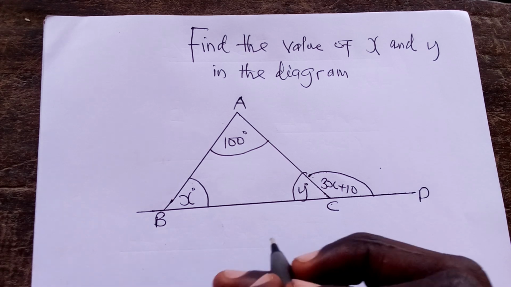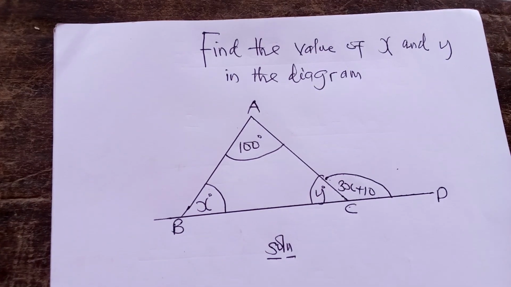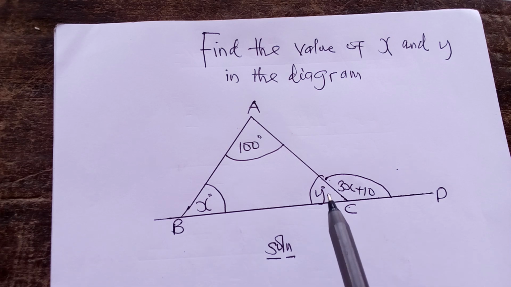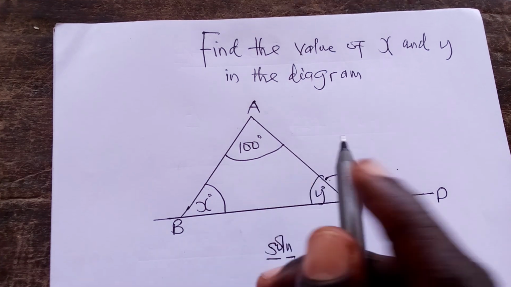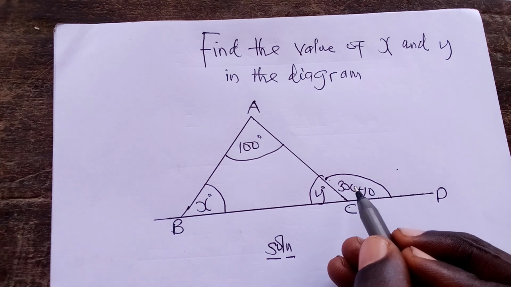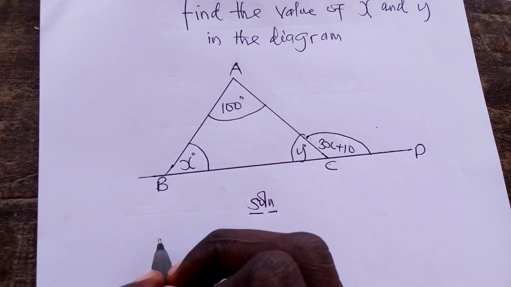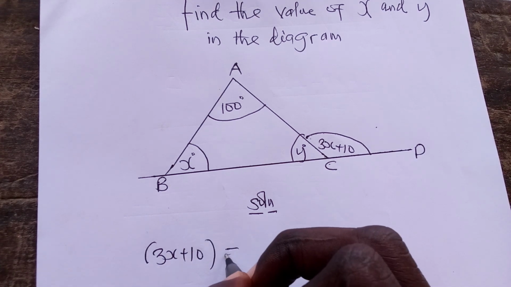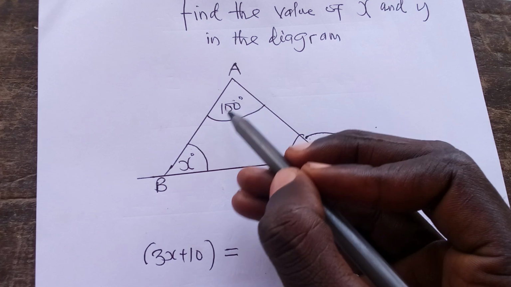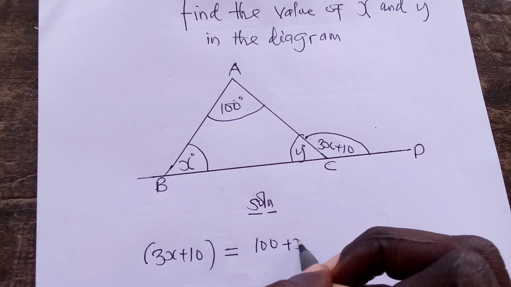To start with, we see the solution. But first, let's identify the diagram. If you look at the diagram, automatically we can say the exterior angle is equal to the opposite interior angles. We have the interior and the exterior angles. This is the exterior angle, 3x plus 10, and it is equal to the opposite interior angles. This and this are the opposite interior angles, and they sum to each other. So 100 plus x.